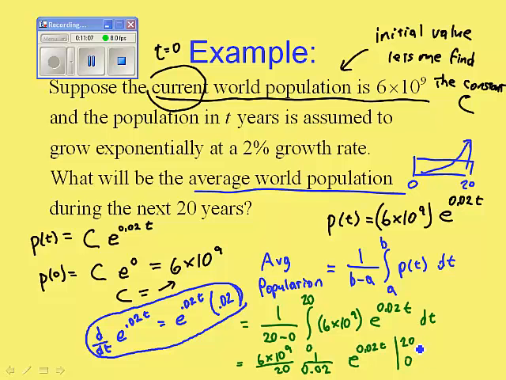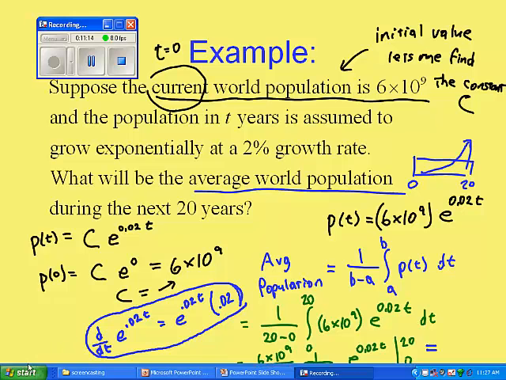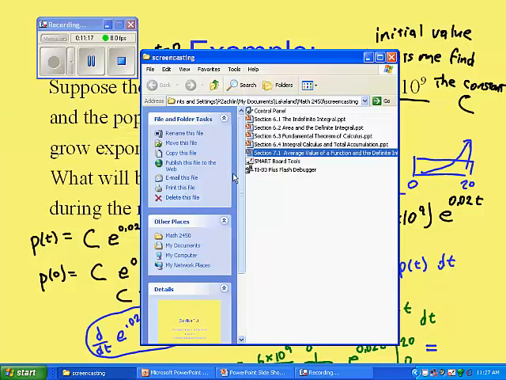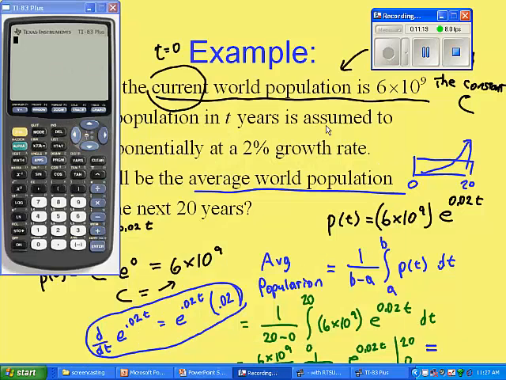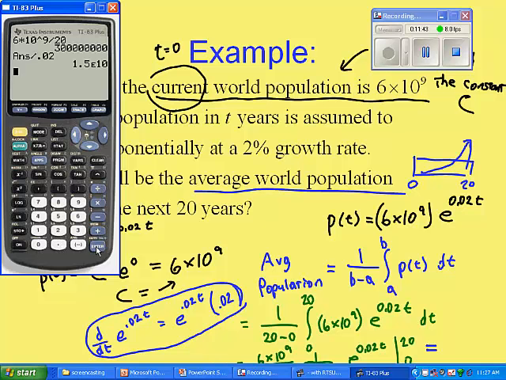All right. So we're almost done. We just have to work out what this is. I guess I want a calculator at this point. So let me get out the calculator. Okay, so what are we going to do? We're going to do 6 times 10 to the 9th divided by 20. And now I'll divide by 0.02. Okay, so it's 1.5 times 10 to the 10th. And then I'm going to multiply what happens when I put in a 20 and what happens when I put in a 0.